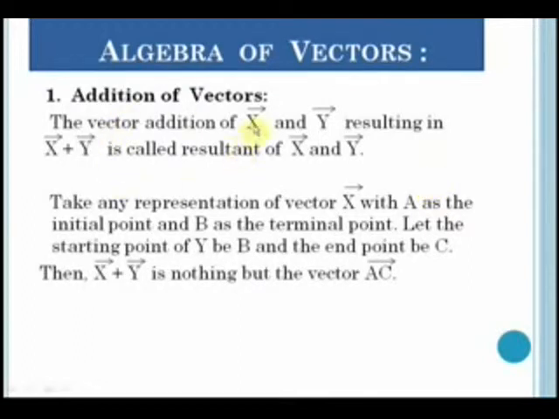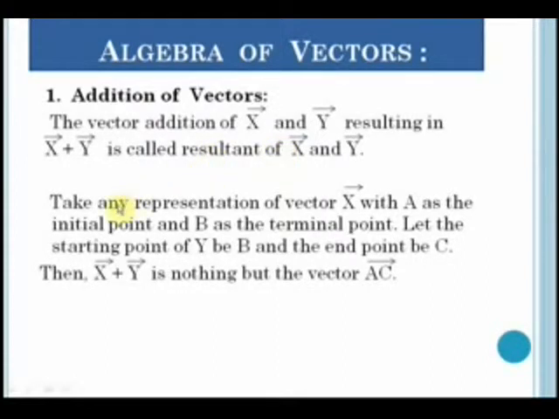The vector addition of any two vectors x and y resulting in x plus y is called as the resultant of x and y. So first of all, the addition of x and y resulting into another vector x plus y is called as the resultant of x and y. So the first thing is, if two vectors are added, then the result is another vector, and this is known as the resultant of x and y. Now what is the procedure to find the addition of two vectors? Is it the same as addition of two numbers? No, it's a bit different.